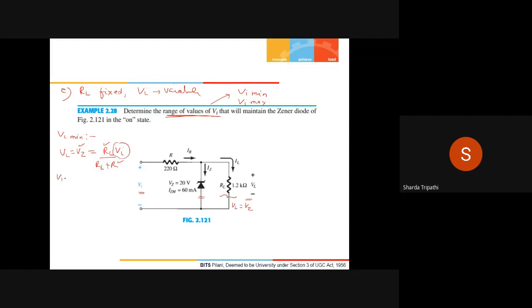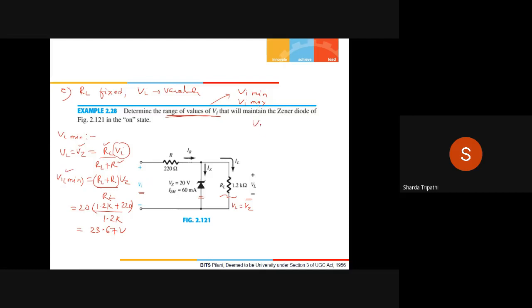So if I rearrange this equation, the expression for VI min would be RL plus R multiplied by VZ divided by R. So all the values are known over here. If I substitute, VZ in this case is 20, RL is 1.2K, R is 220, divided by, again, this is RL, equal to 1.2K. So if you calculate, this is going to come out to be 23.67 volts. This is my minimum value of the input voltage.